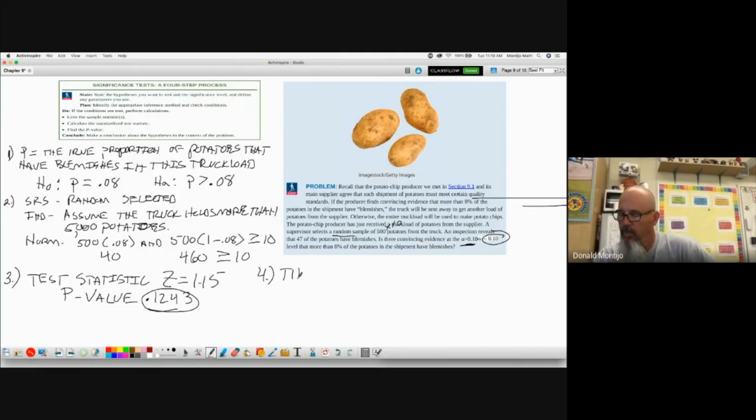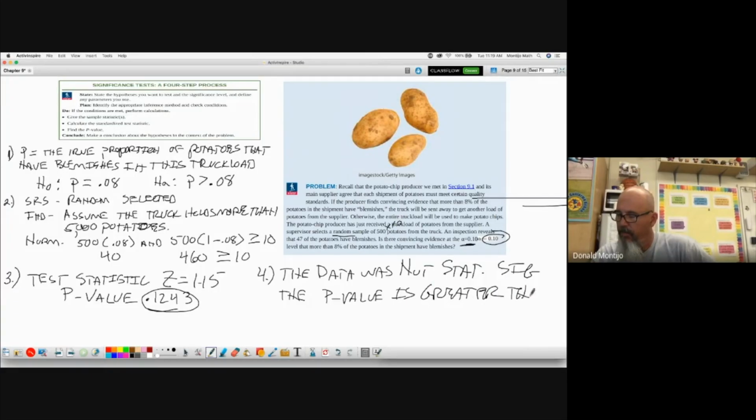Okay. The data was not statistically significant. The p-value is greater than the alpha level.